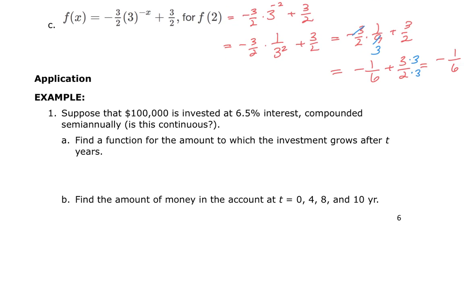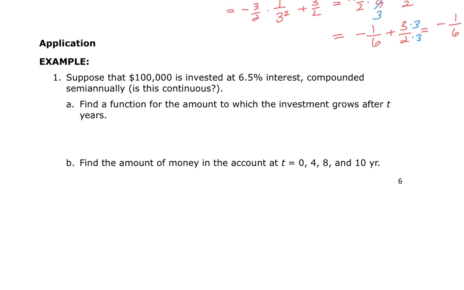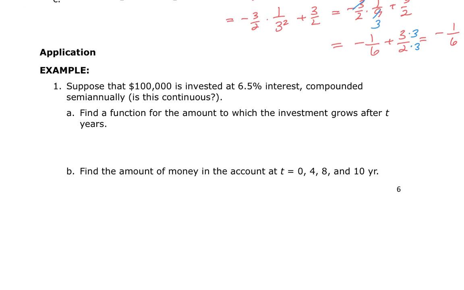Okay, here's my application. I have a couple of applications. It says, suppose the 100,000 is invested at 6.5% interest compounded semi-annually. Is this continuous? And the answer is no. Semi-annually means it's happening twice a year. So my A of t, which is P times 1 plus r over n raised to the nt. My principal amount is 100,000. 1 plus my rate as a decimal, 0.065. Number of times a year it happens is twice, and then we have 2t.